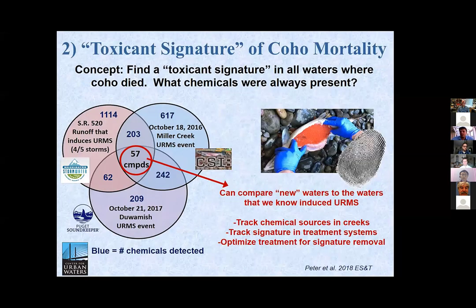And so one thing we did to try and understand this coho mortality phenomena is we tried to understand what chemicals were always present in waters where coho salmon died in the fall, right after these rainstorms. So we used a combination of laboratory studies along with field events, like a Miller Creek urban runoff mortality syndrome event in 2016 and a lower Duwamish event in 2017. And when we put those through our high-res mass spec analysis, we found that there were 57 chemicals that were always present if coho salmon died, right? So we tried to create this urban runoff mortality syndrome signature or fingerprint to help us maybe understand sources, like what was explaining this phenomenon.